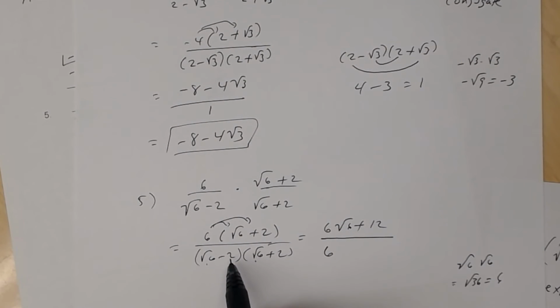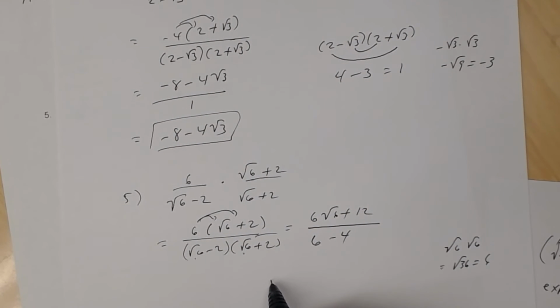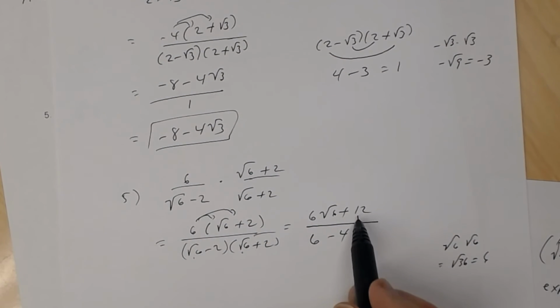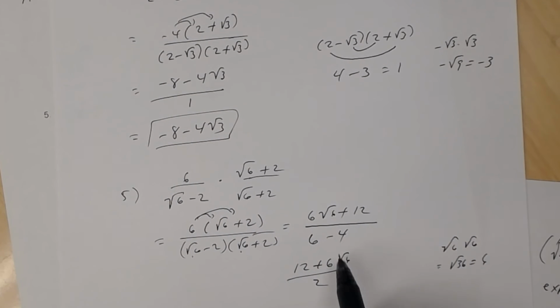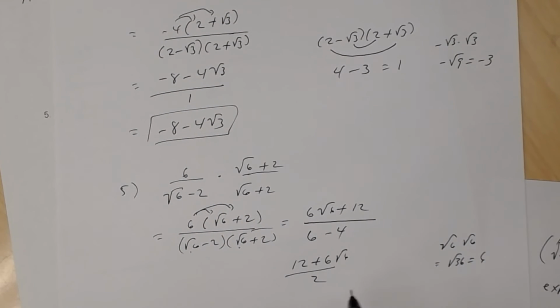And then the last, a negative 2 times a positive 2 is a negative 4. And so I get, and I'm going to go ahead now and put the 12 first. So I'm going to put the radical at the end. So I get 12 plus 6 square root of 6 divided by 2. And you didn't have to. You can leave it as 6 square root of 6. No big deal. Now, simplify.